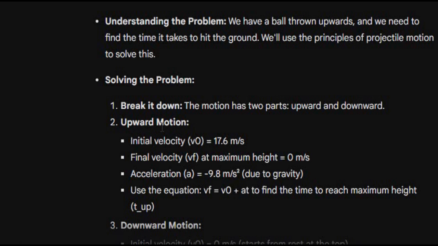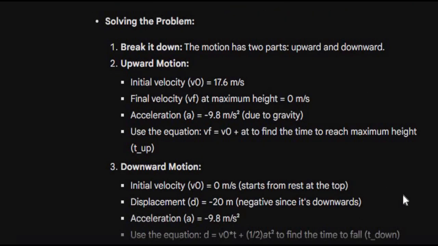2. Upward motion. Initial velocity, v0, equals 17.6 meters per second. Final velocity, vf, at maximum height equals 0 meters per second. Acceleration equals minus 9.8 meters per square second, due to gravity. Use the equation vf equals v0 plus at to find the time to reach maximum height, t_up.